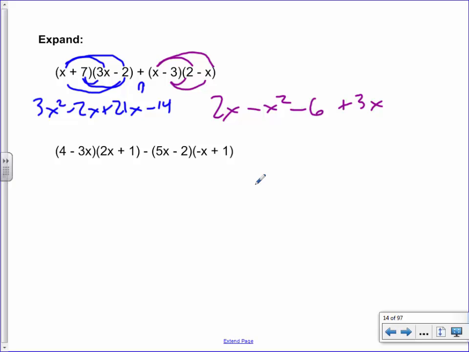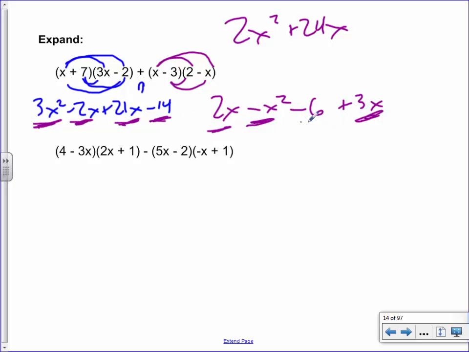I like to underline, by the way, so I would say I got 3x squared minus x squared, so I need 2x squared. Okay, minus 2 plus 21 is 19, plus 2 more goes back to 21, plus 3 more gets us up to 24, I believe. So there's 24 x's total. Minus 2 and plus 2 kind of cancel. 21 and 3 is 24. And then minus 14 and minus 6 is minus 20. There's our quadratic.